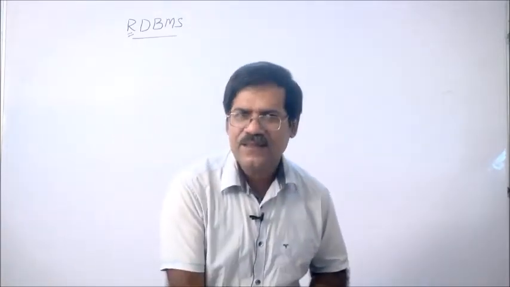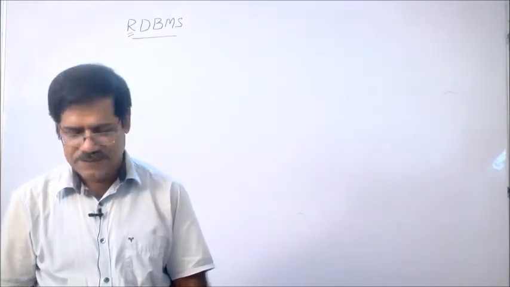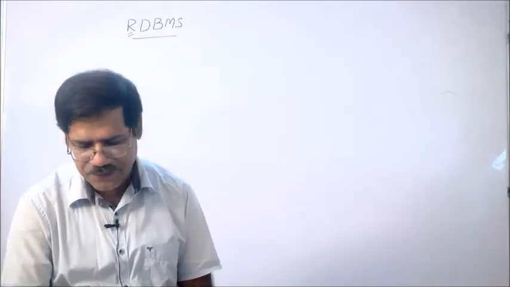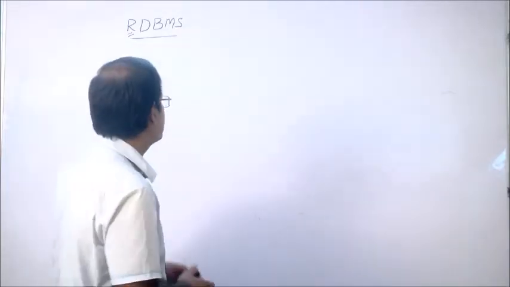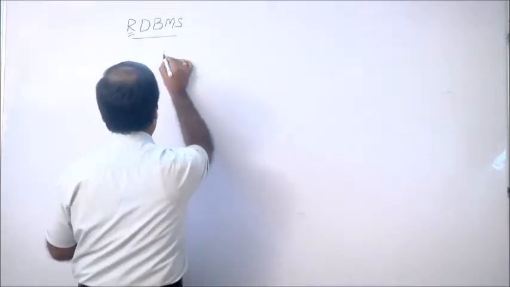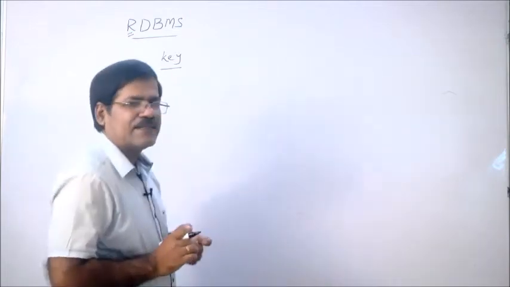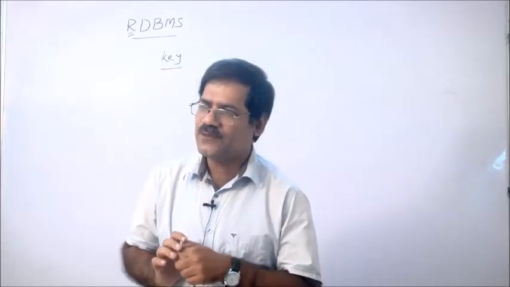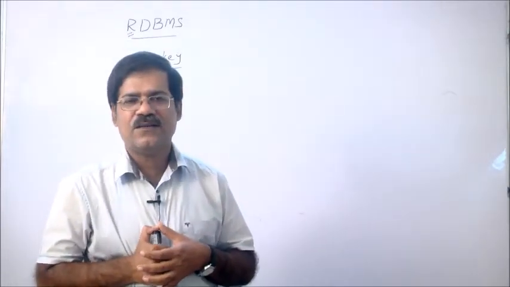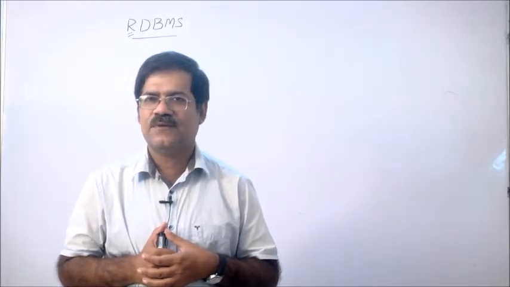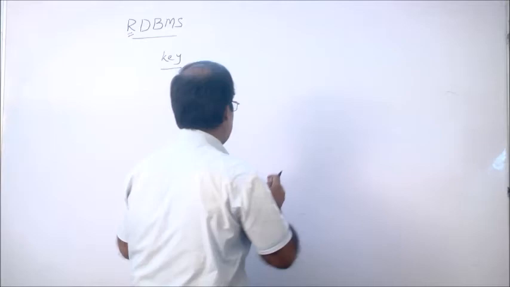What is a key and what type of keys are we using in RDBMS? Basically, different types of keys are there. A key may be a single attribute or multiple attributes. A key is a single attribute or multiple attributes which uniquely determine all other attributes of the table. Okay, so it is a very simple concept.